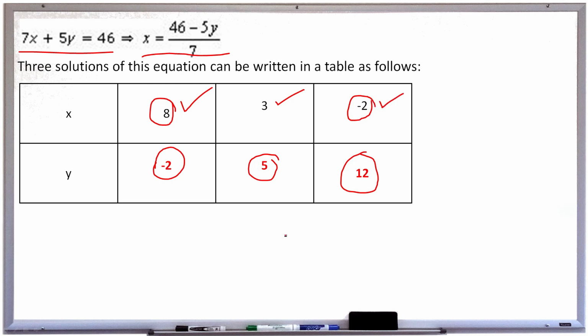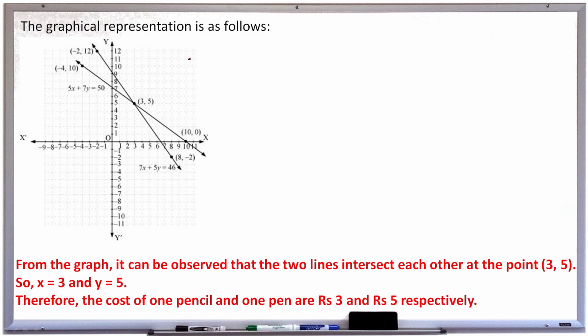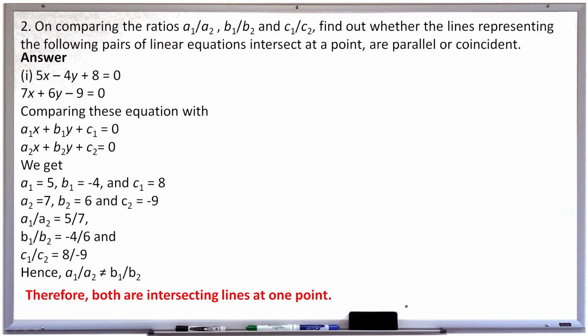Now these values we can represent in the graph. The graphical representation is as follows. The first line I have drawn like this. Where the two lines intersect, x-axis 3, y-axis 5, at the point 3, 5. So from the graph it can be observed that the given two lines intersect at the point 3, 5, so x is equal to 3 and y is equal to 5. Therefore, we can say that the cost of one pencil and one pen are 3 rupees and 5 rupees respectively. Understand? Now we will go to the second sum.